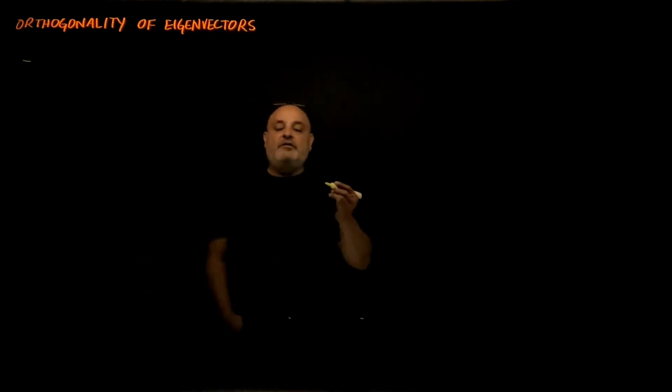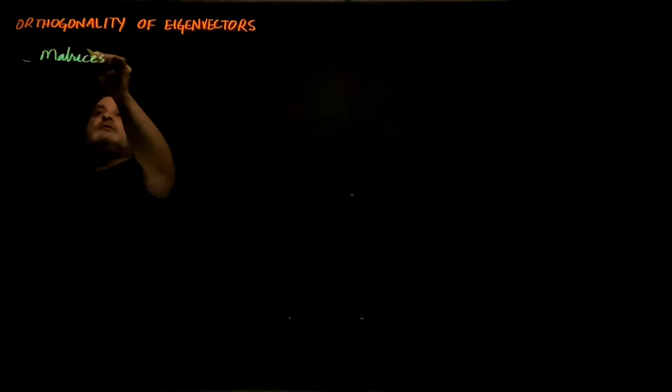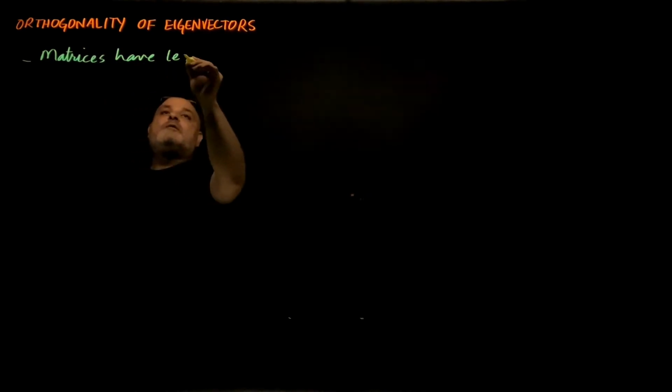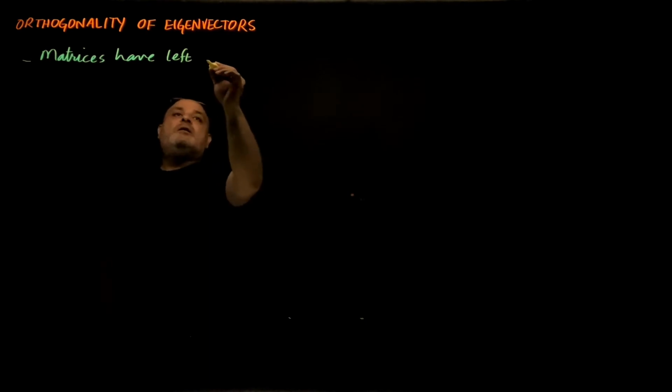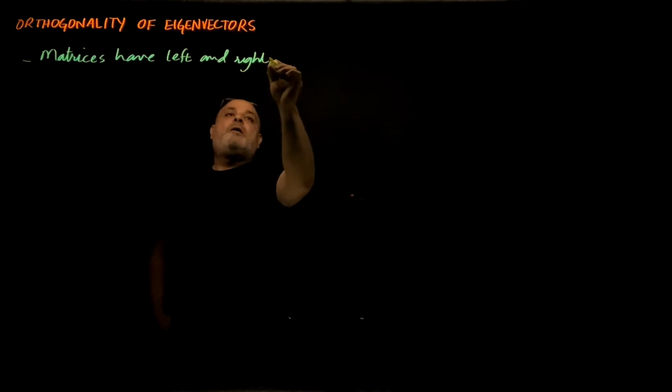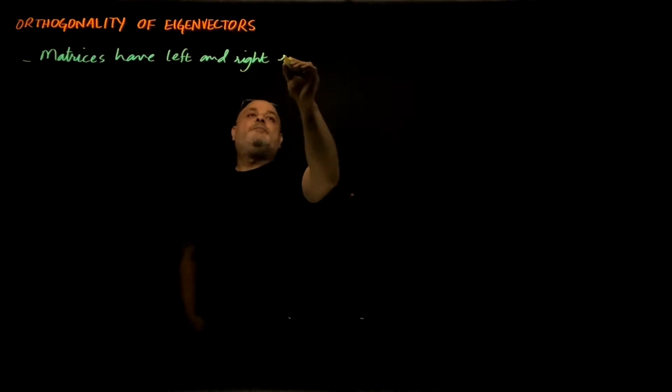For example, we know that for any square matrix, there are two sets of eigenvectors, left and right eigenvectors. So matrices have left and right eigenvectors.